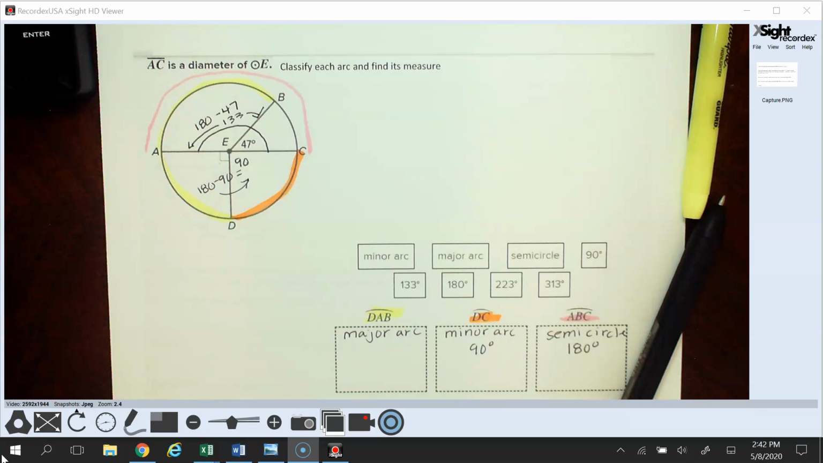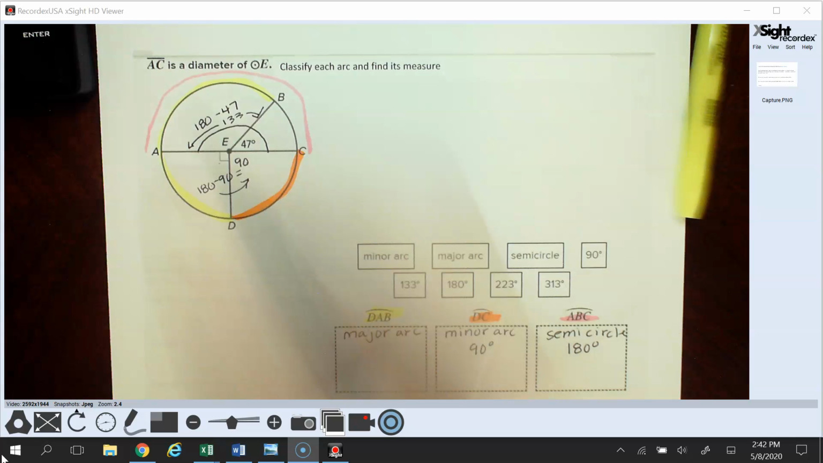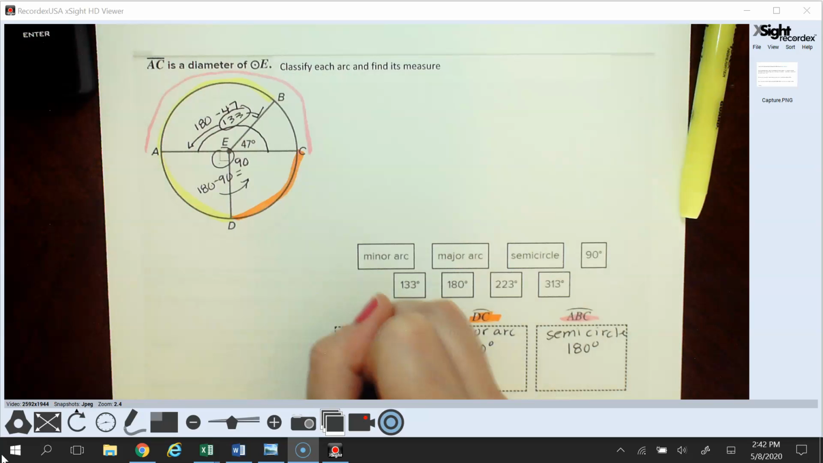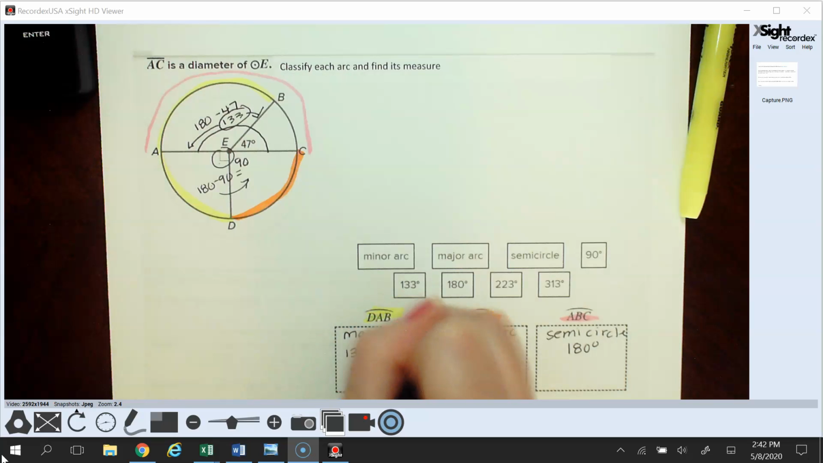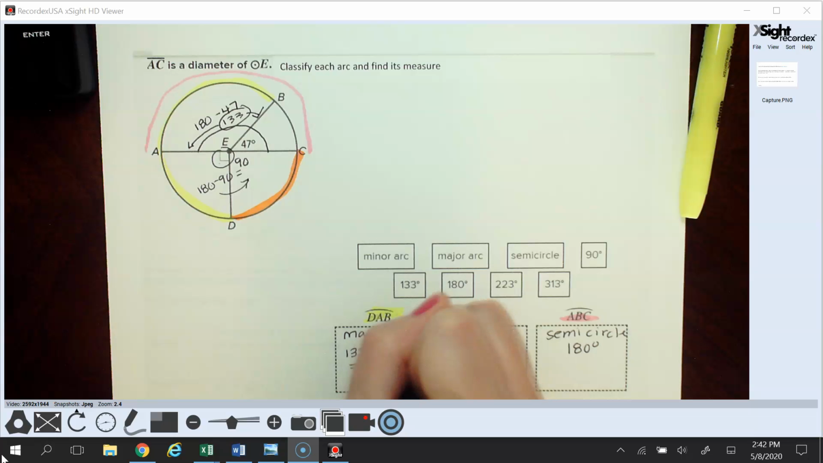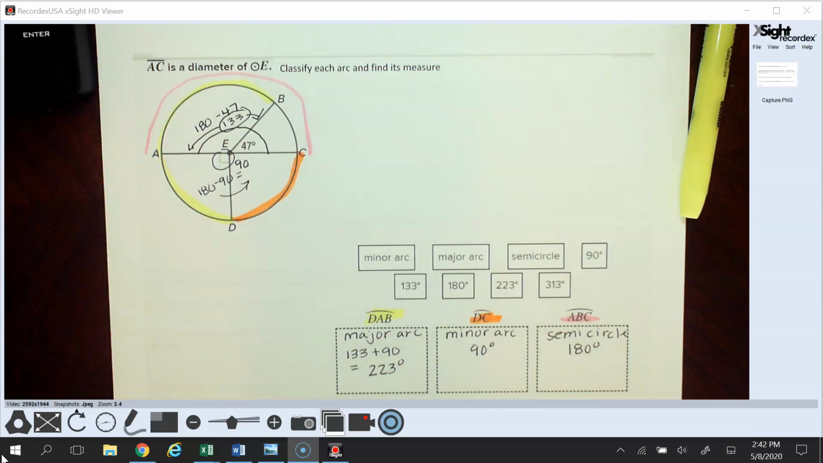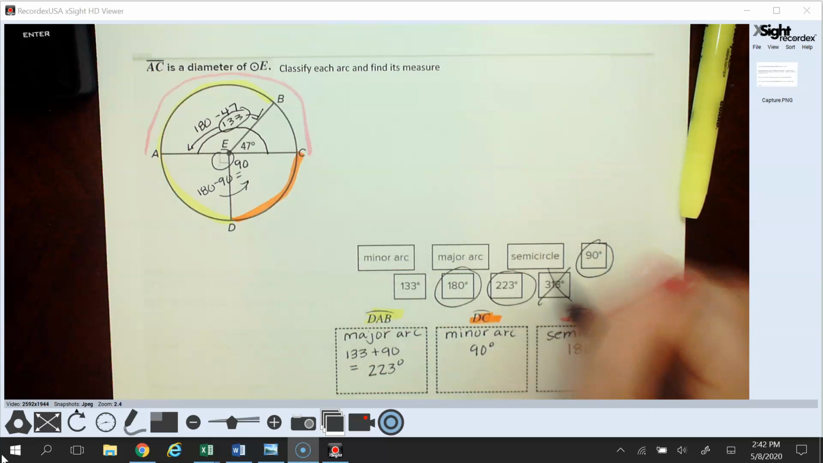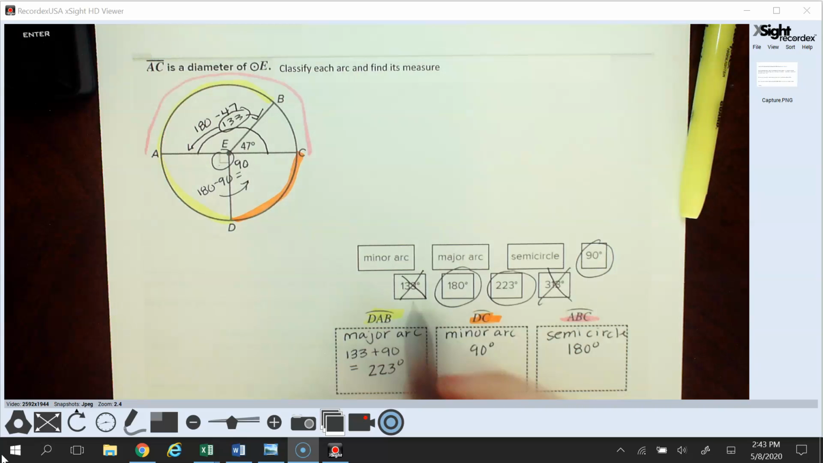So to get DAB, I'm going to take this 133 and I'm going to take that 90 and add them. 133 plus 90, and that's going to give me that major arc there. So that one's going to be 223. I had that answer there. So those are the ones I used. I use this, I used my 90. I did not need those. That 133 was a trick. They didn't ask me for that one.